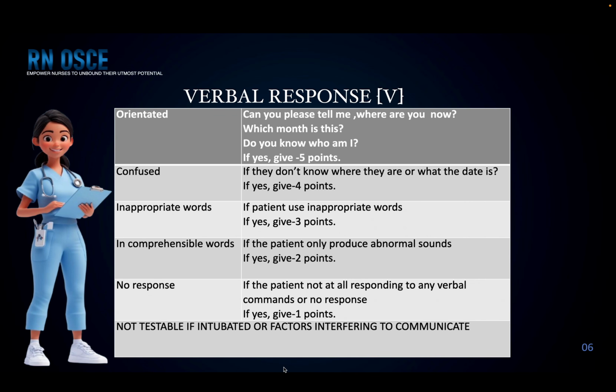If not, if they don't know where they are or what the date is or who you are, then give 4 points. Slightly confused. Or if you asked, can you tell me where you are now, and she replies with some place or name, the patient uses inappropriate words. Only words they are saying. If yes, you can give 3 points.